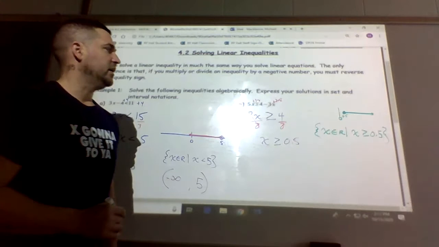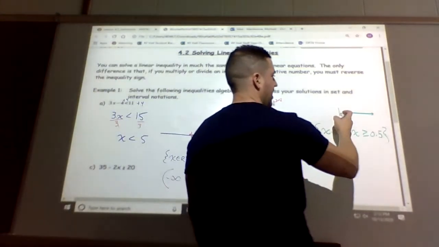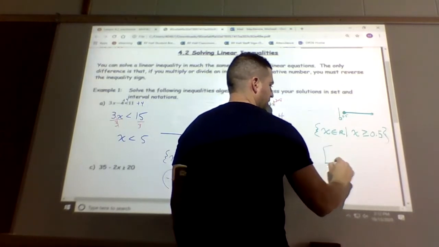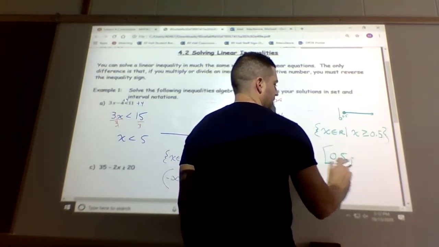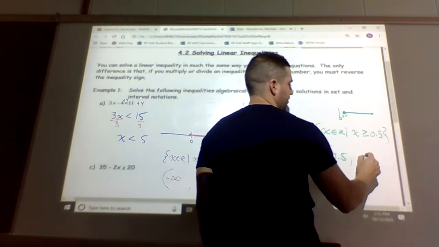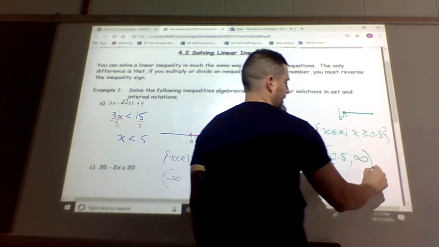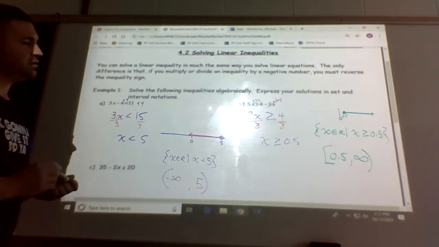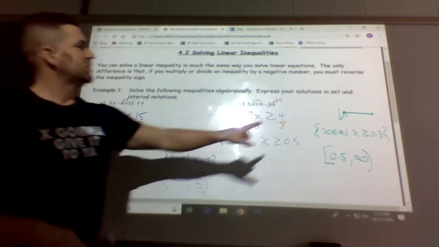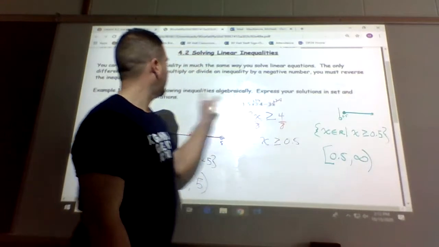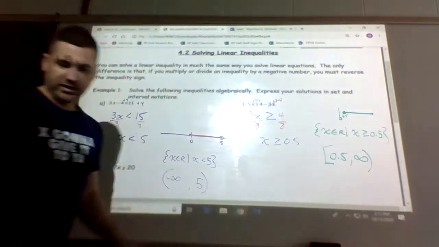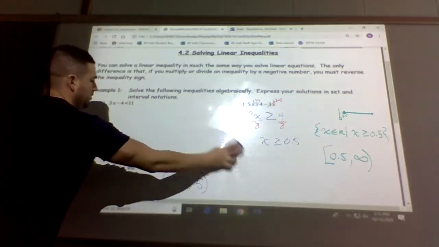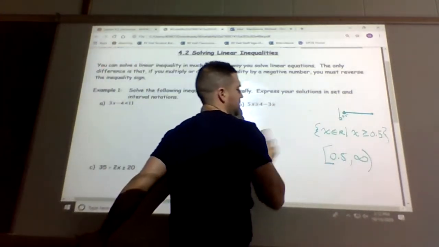Okay, and then in interval notation, so our lowest value to our highest value. So our lowest value is 0.5, and our highest value is positive infinity. And anytime we have infinity, we do the curved bracket. Okay, so set notation is here, and interval notations are these. Okay, let's get to, I think it's the last question.